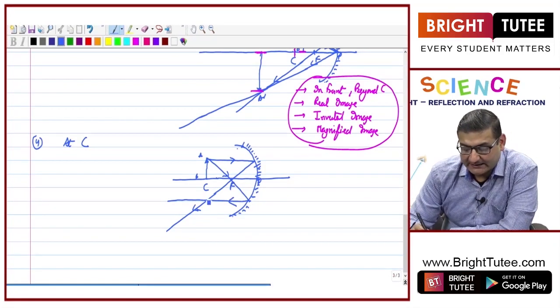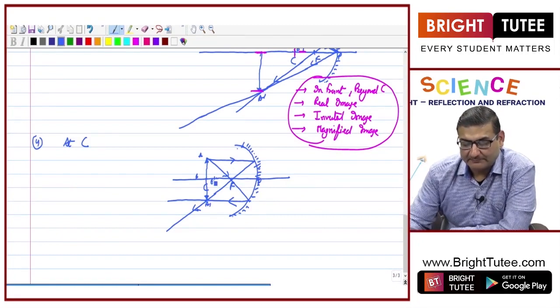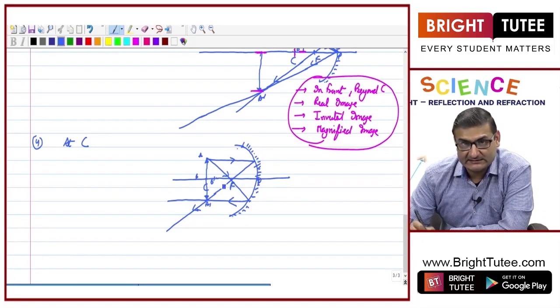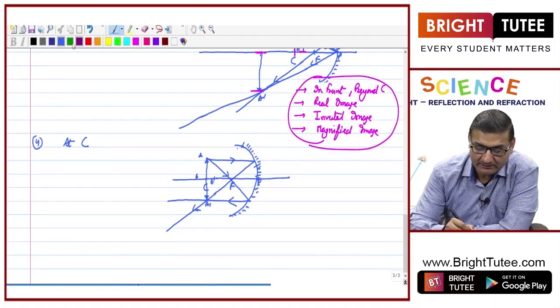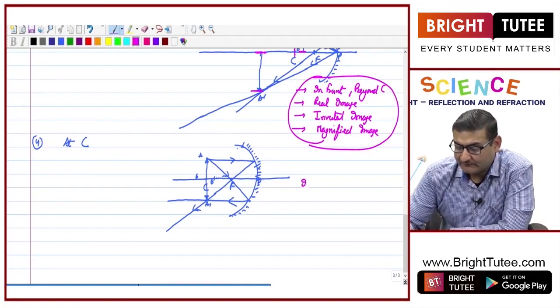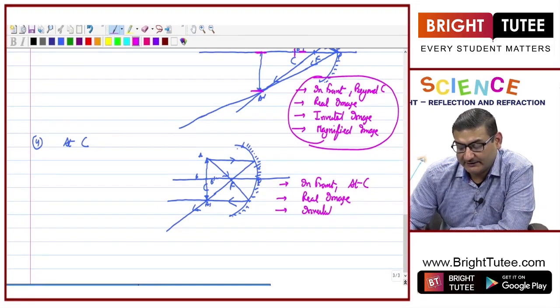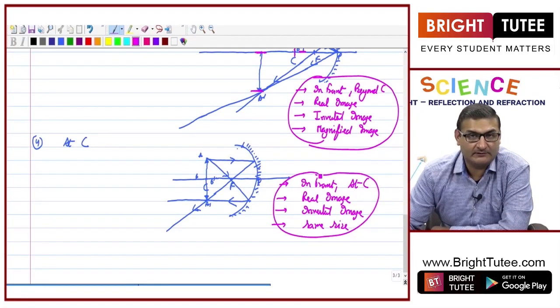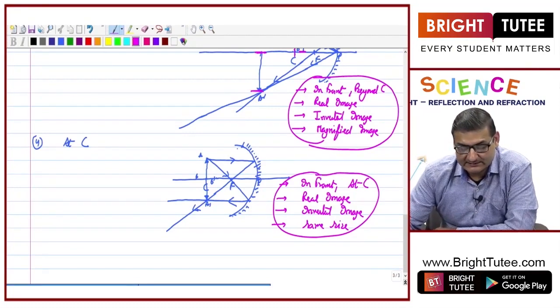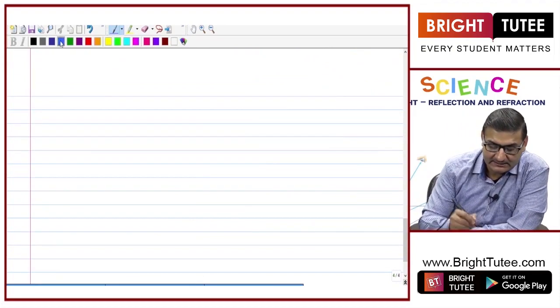Now, we see that the image is just formed beneath the object. This is the image A dash B dash. It is formed just beneath, at C only. So, where exactly is the image formed? The image is formed in front of the mirror and it is formed at C. What are the various characteristics of the image? It is a real image because the light rays are actually meeting. It is an inverted image because the image is formed below the principal axis, and we will see that it is a same size image. Got it? So, these are the various characteristics of the image formed when the object is placed at C.